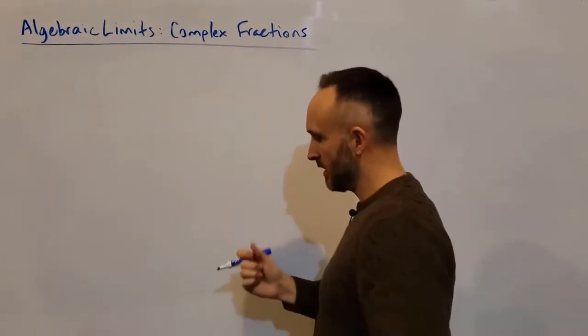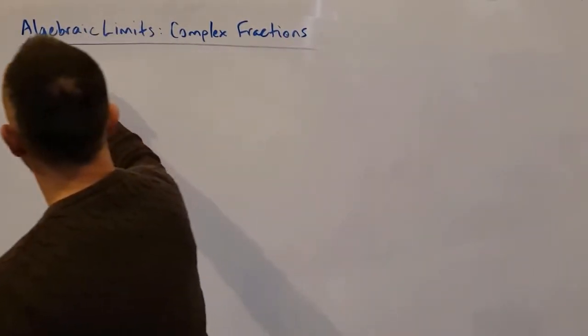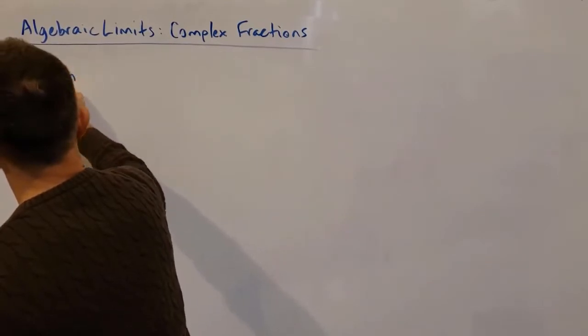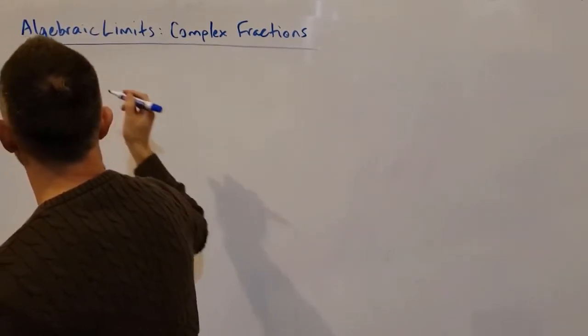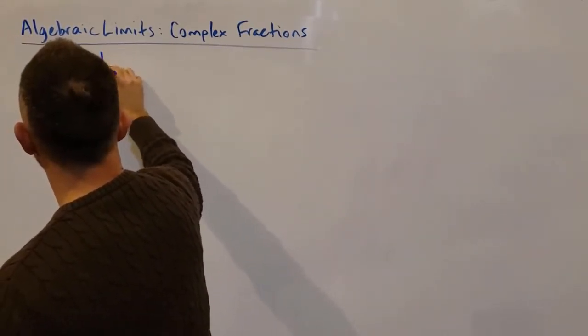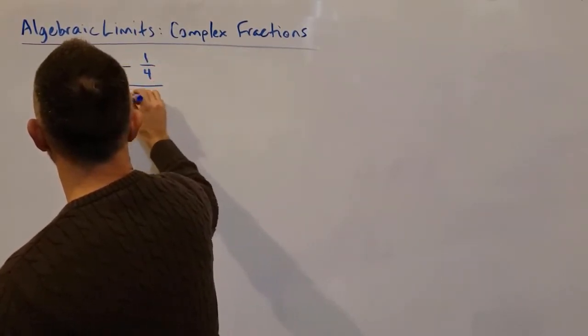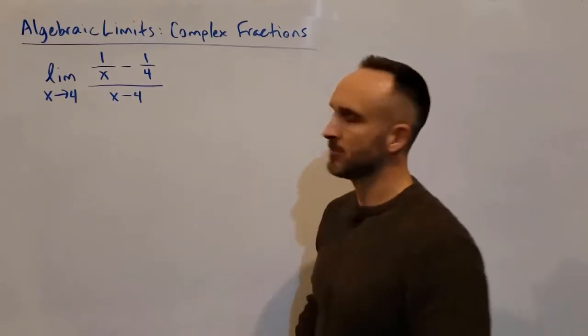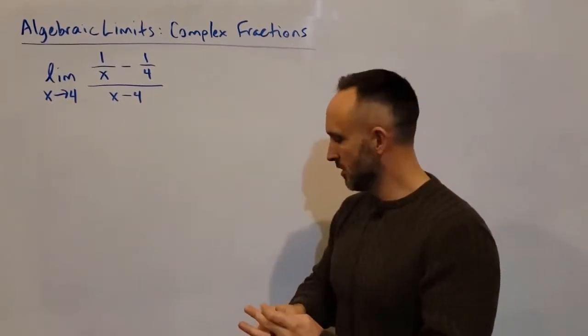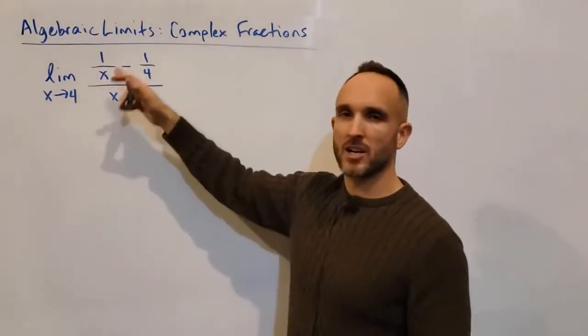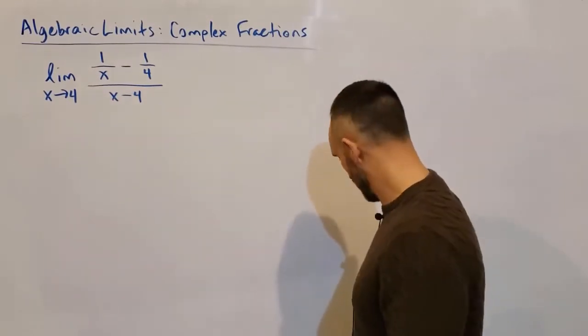So let's say we want to take the limit as x approaches 4 of (1 over x minus 1 over 4) over (x minus 4). Okay, so this is what we call a complex fraction. There are fractions within the fraction.